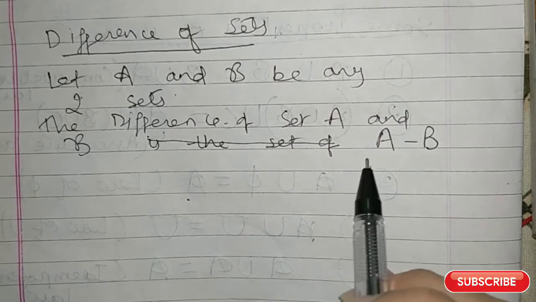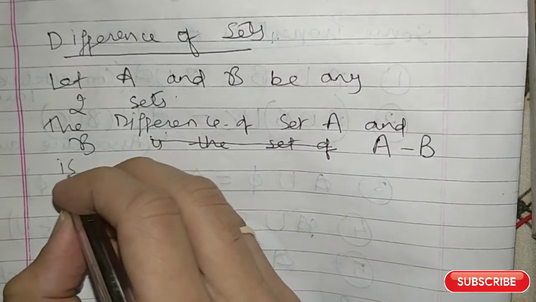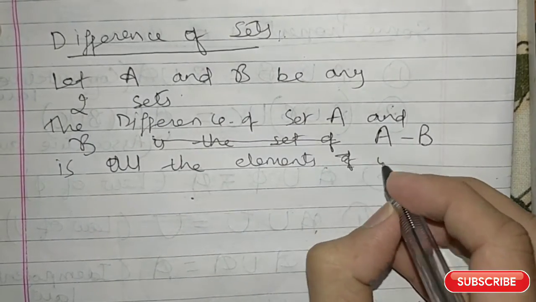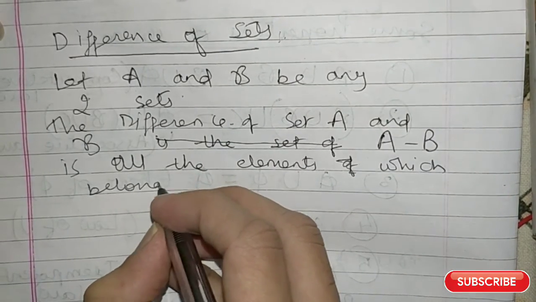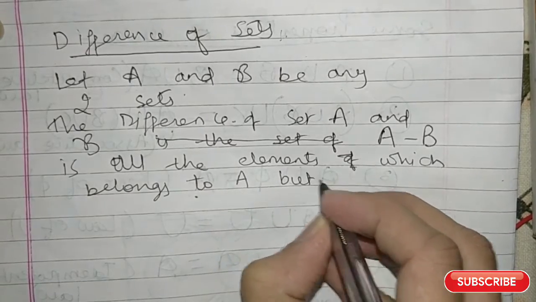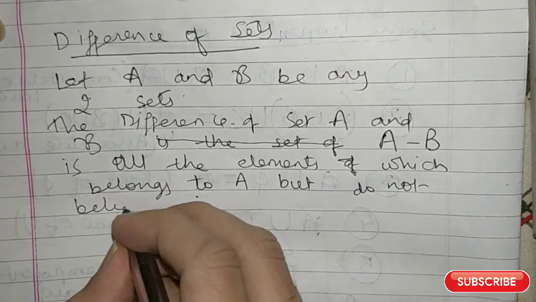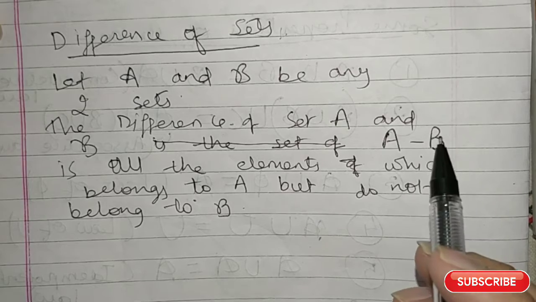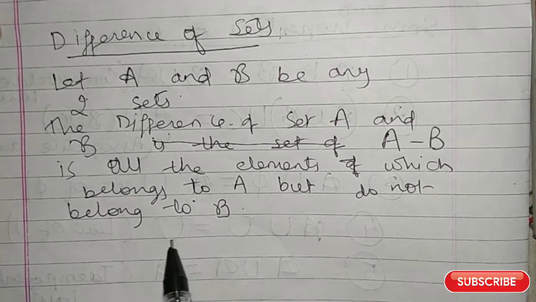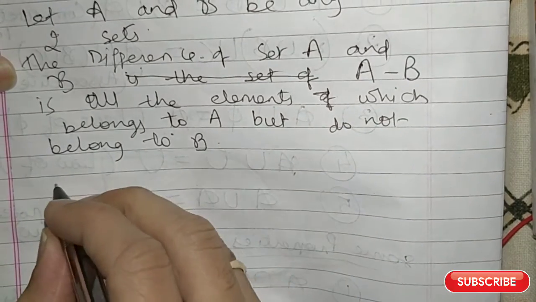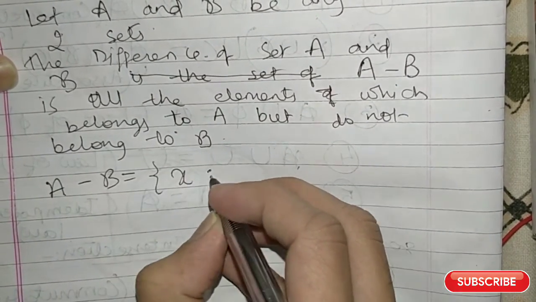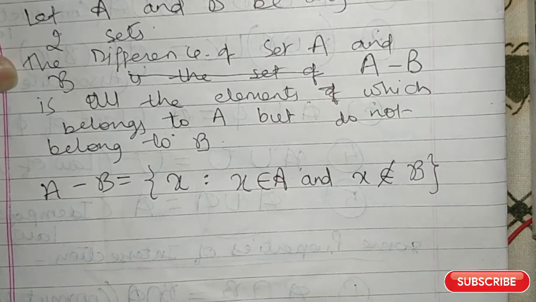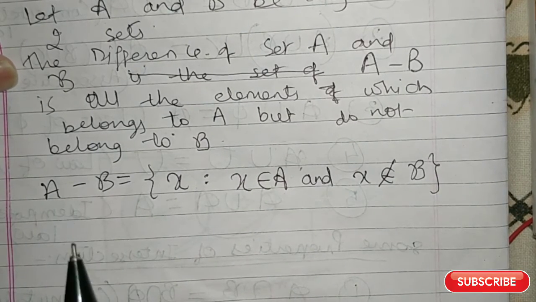So the difference of the sets A and B, A minus B, is all the elements which belong to A but do not belong to B. So A minus B is equal to the set of all x such that x belongs to A and x doesn't belong to B. So that is the set A minus B. The order is important here.